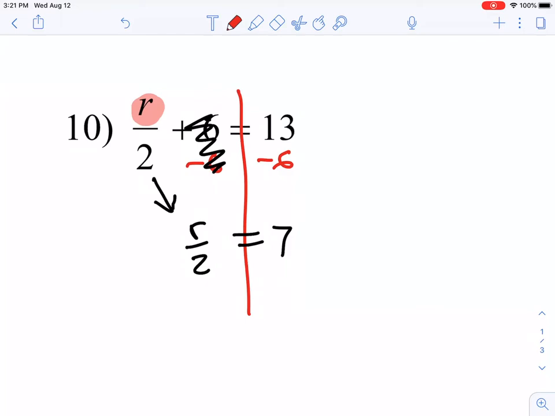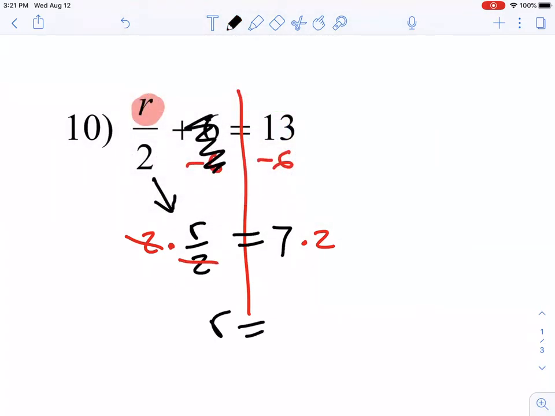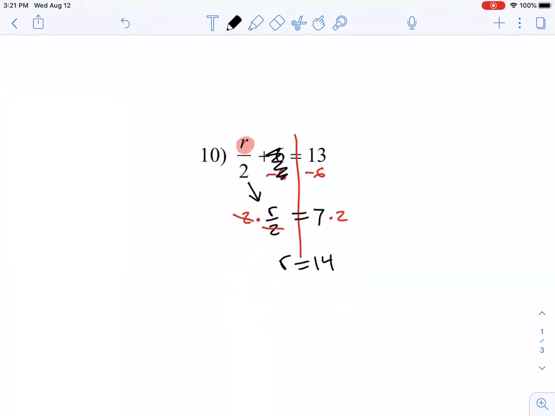And now, in order to get r by itself, r is being divided by 2. So what is the opposite of dividing? Multiplying. So we do the opposite. I multiply 2 to both sides, and that gets r by itself, and then we just work that out. 7 times 2 is 14.